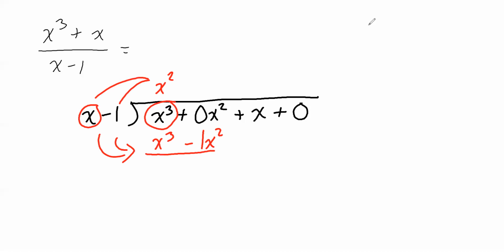Then we subtract. Now you have to be careful here because you're subtracting the entire expression, so watch your signs. X cubed minus x cubed is 0. These cancel. That was designed to happen. 0x squared minus -1x squared is 1x squared. And then just like in number long division, your next move is to bring down the next term, and then repeat.